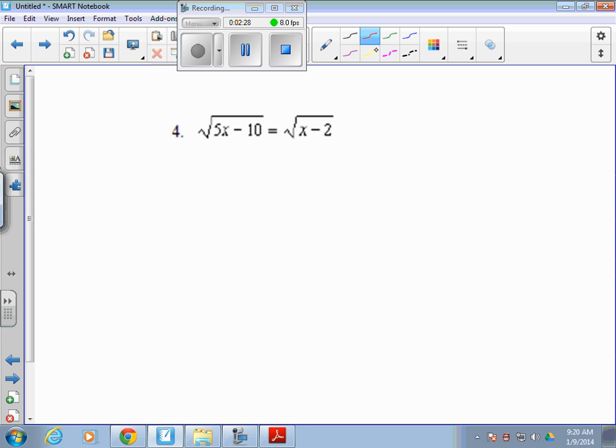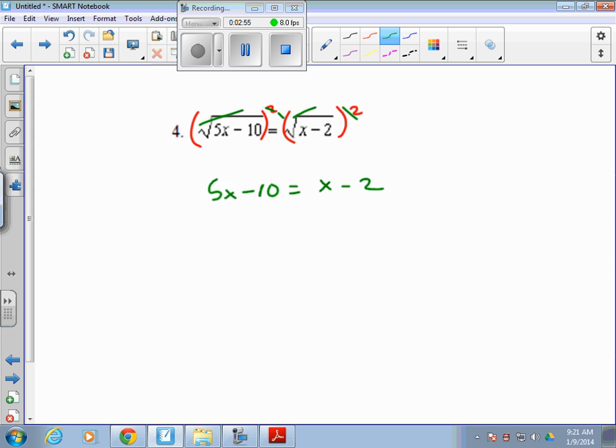Number 4, you have the square root on both sides. We hadn't seen one like this, but I put it up there to show you that it's actually easier than the other ones we've been dealing with. In order to get rid of the radical, you square it. If you do that to that side, do it to this side, and you're going to cancel them both out at the same time. You're going to be left with 5x minus 10 equals, it'll cancel here as well, x minus 2.